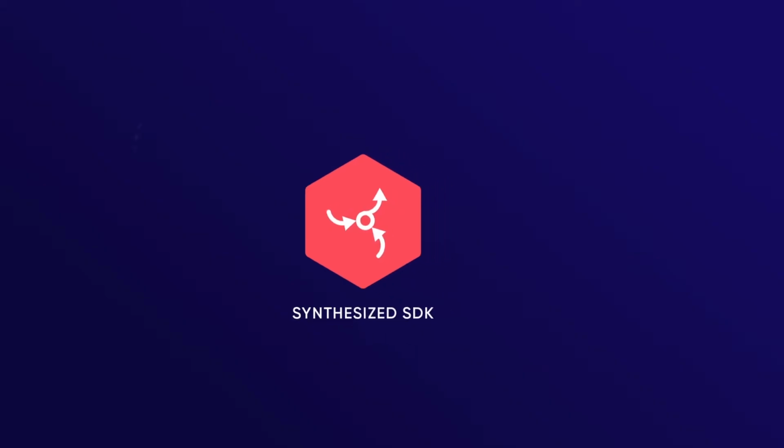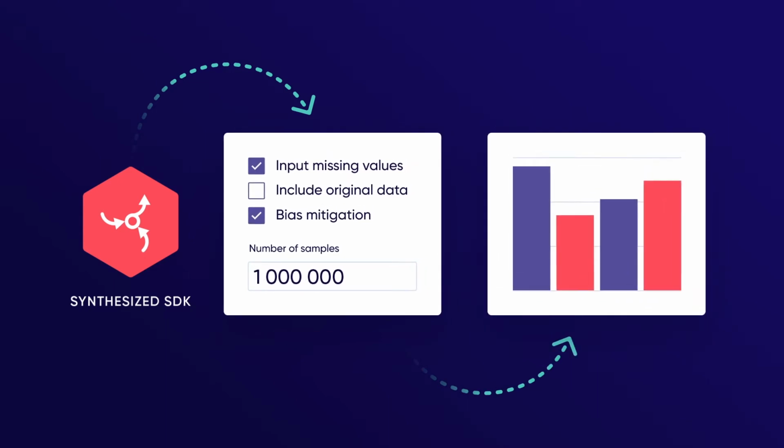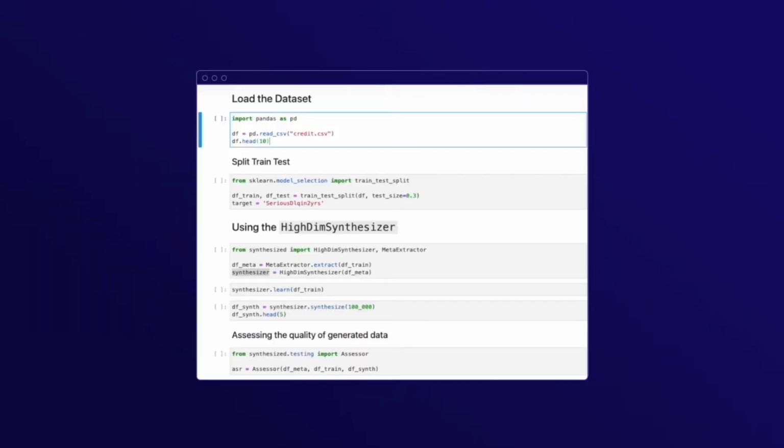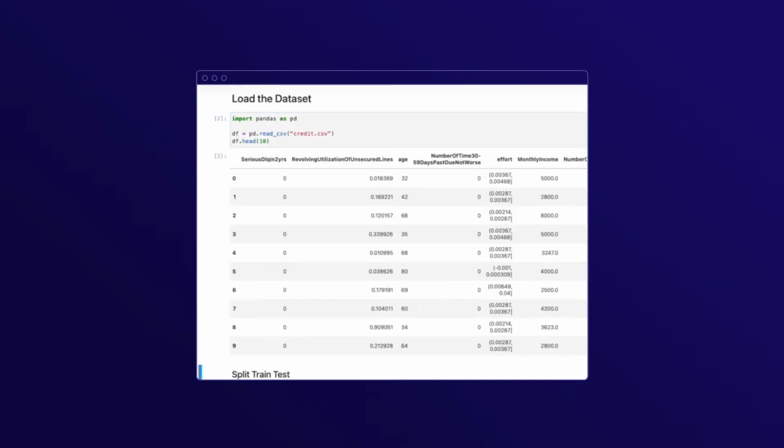We're going to see how Synthesized can be used to augment and rebalance a data set to improve my credit risk model. Let's get started. The first step, let's load the data set. You can see that the credit data set I'm using contains a mixture of categorical and continuous variables.